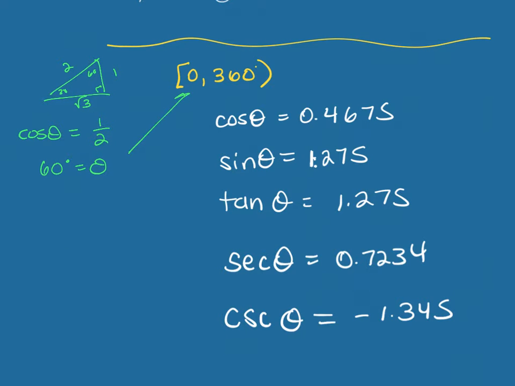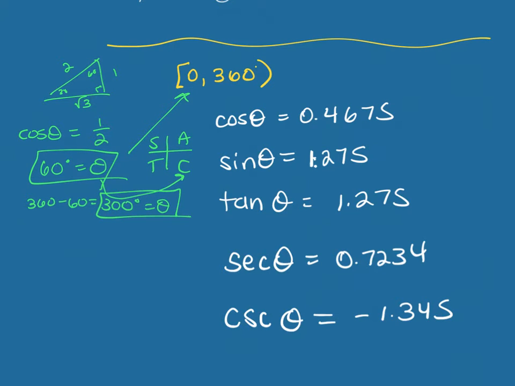But we have to give answers from 0 to 360. So not only do we have to include the first quadrant, we also have to include, where else is cosine positive? Fourth quadrant. So we also have to include the fourth quadrant, which would be 360 minus 60, or 300. So there's 2 answers to this question because there's 2 places on my circle in which cosine is positive.